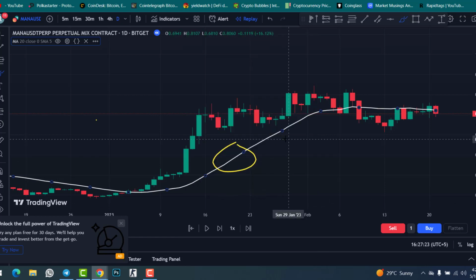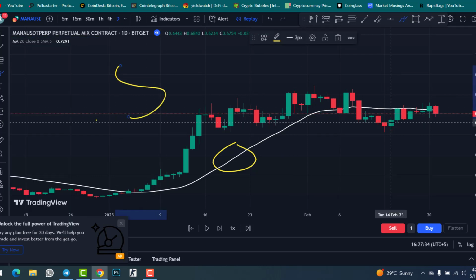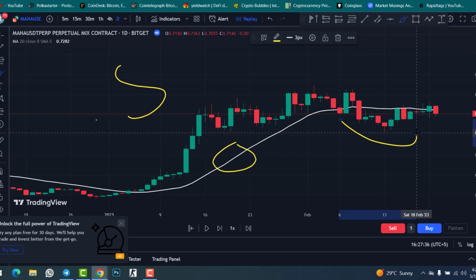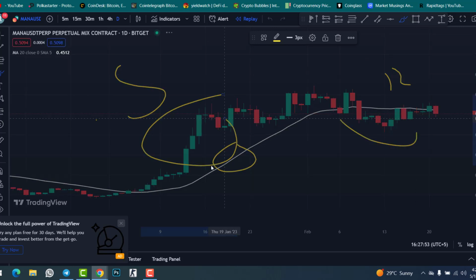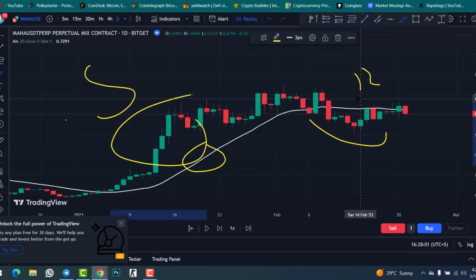So this white line is a 20 moving average. If the candle is above the moving average, this moving average works like a support level. If the candle is below the moving average, like in here you can see, the moving average works like resistance. If you don't know how to find any support level or resistance level, easily using this moving average you can understand that if the candle is above the line, the line is the support level. If the candle is below the line, the line is the resistance level.